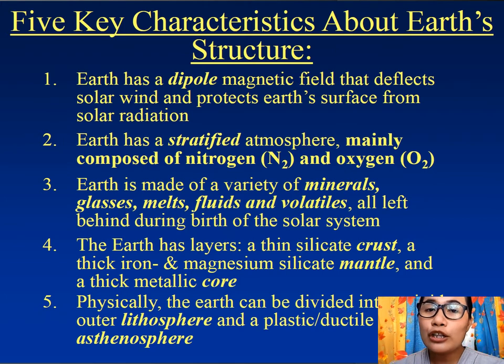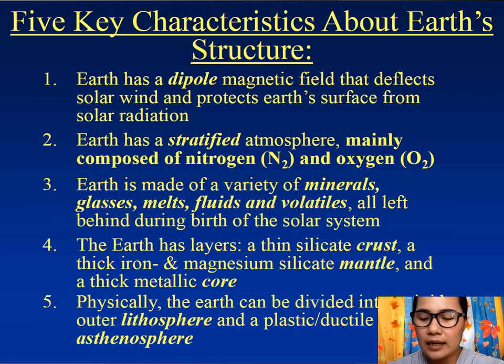Fourth, the Earth has layers. It has a very thin silicate crust, mostly made up of silicon. It has a thick iron and magnesium silicate mantle. So the mantle is mostly iron, magnesium, silicon, oxygen. And a thick metallic core. Only two kinds of elements compose the core: just iron and nickel. Both of them are metals. And it can be physically divided into the outer lithosphere and a plastic or soft asthenosphere.